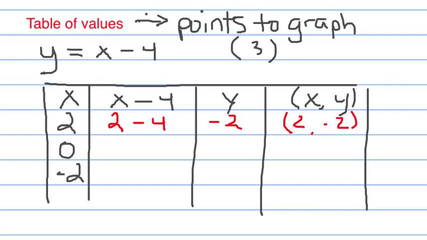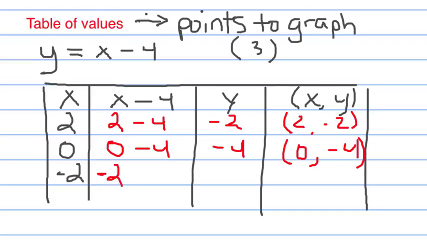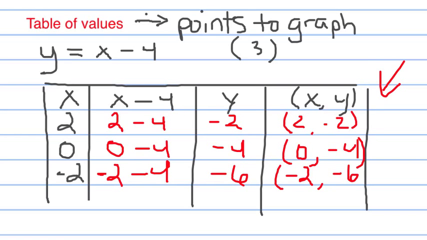Then I'm going to put 0 in for x, 0 minus 4. Well, 0 minus 4 is negative 4, so my next ordered pair is 0, negative 4. And then my last ordered pair, I have negative 2, replacing x with negative 2, minus 4 more, I get negative 6. So this ordered pair is negative 2, negative 6. Now I have these 3 points to graph.